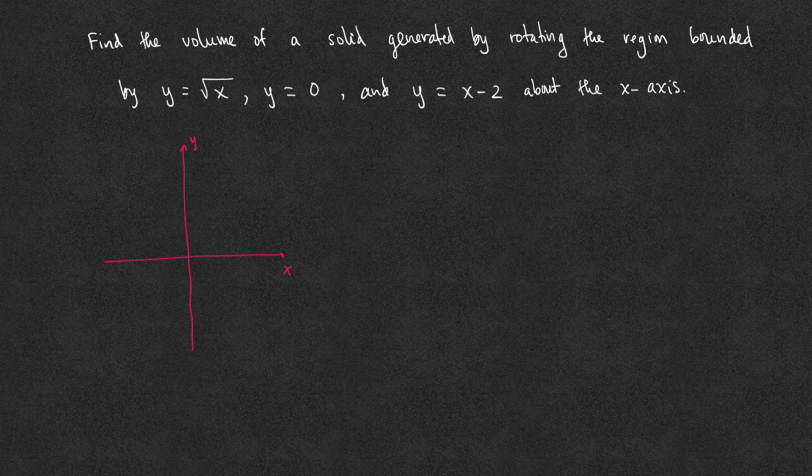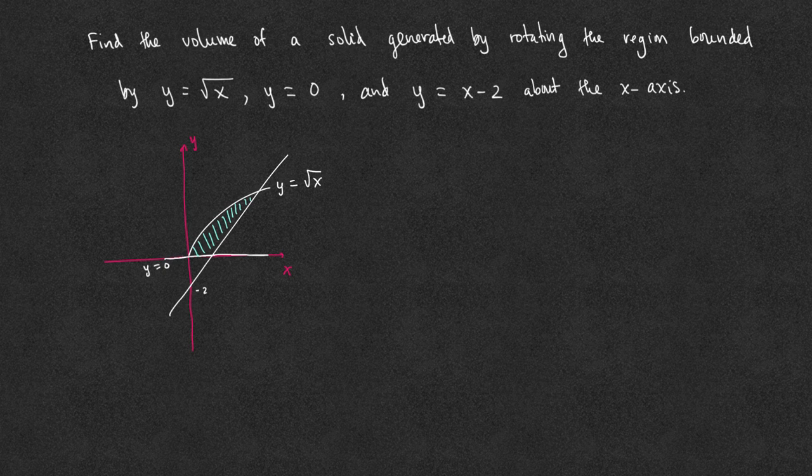First, we were given y equals the square root of x. The line y equals 0 is the x-axis. The line y equals x minus 2 is a line that goes through y equals negative 2. Observe that the enclosed region is only this shaded region above the x-axis, not the region that touches the y-axis.